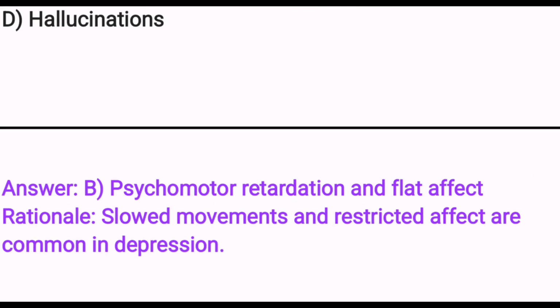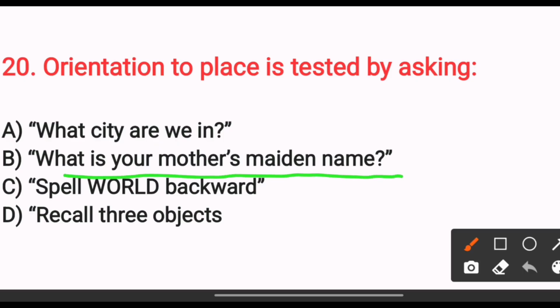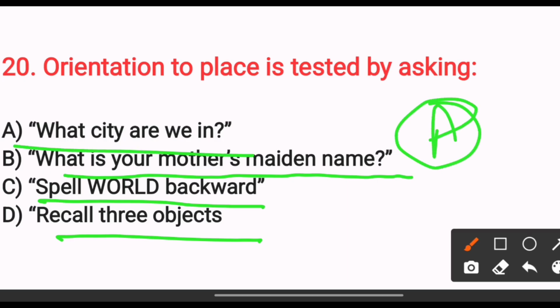Next, orientation to place is tested by asking what? Option A, what city are we in? Option B, what is your mother's maiden name? Option C, spell world backward. Option D, recall 3 objects. The answer is option A, what city are we in, because orientation questions assess awareness of the environment.